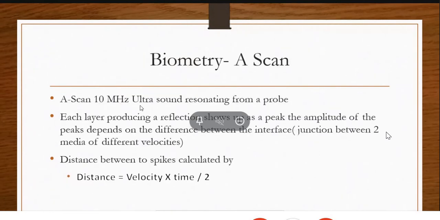Okay. So now I'm just explaining to you about the three major biometers. One is the normal basic ultrasound A scan. The next is the Zeiss IOL Master, and after that is the Oculus. First, basic biometry works on ultrasound. It uses a 10 megahertz ultrasound probe.